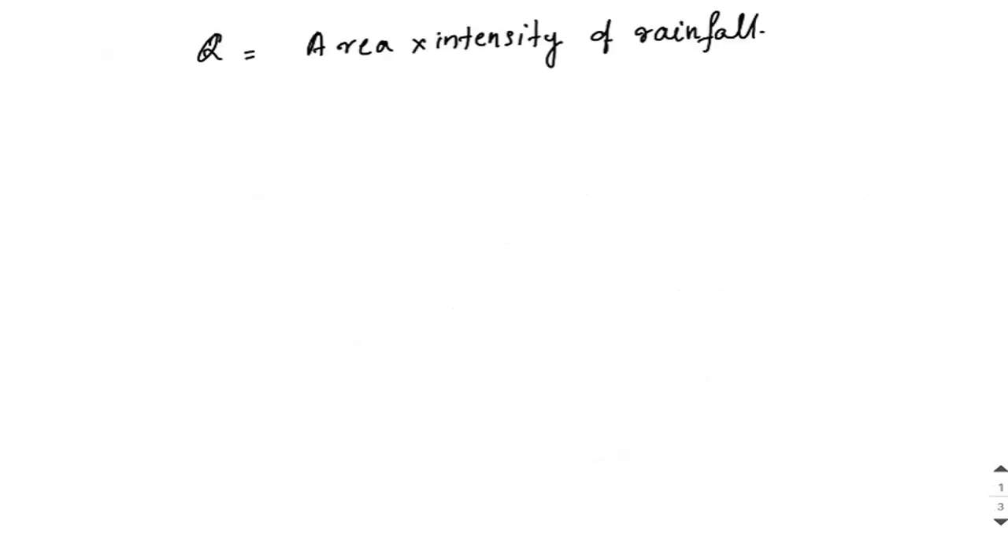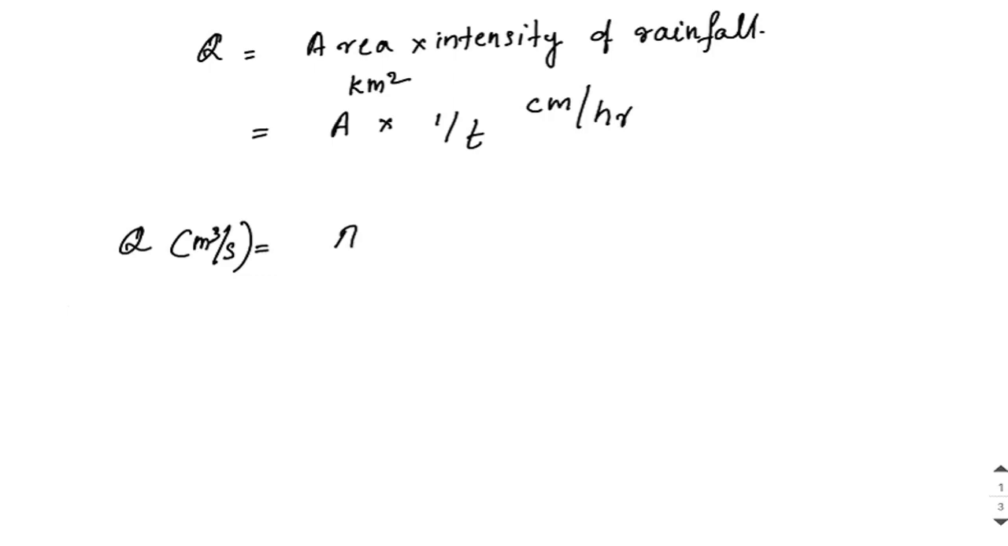That is Q is equal to area into intensity of rainfall, that is A into intensity, which is 1 by T. This is in centimeter per hour. Normally area will be given in kilometer square. So I want to get the value of discharge in meter cube per second. So convert this area into meter square. So kilometer square is 10 raised to 6 meter square.